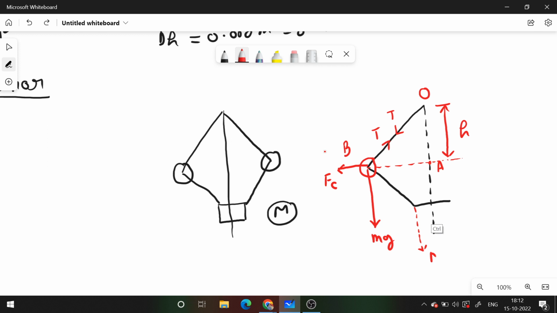Here, total mass of the sleeve is capital M, and the weight of the sleeve will be capital Mg. Okay, weight of the sleeve will be M into g.